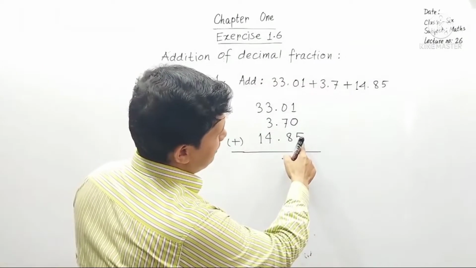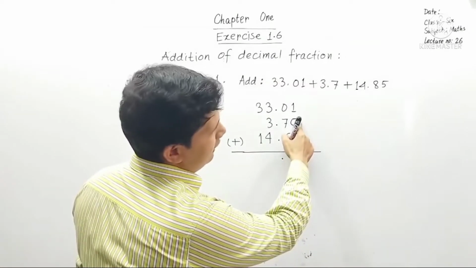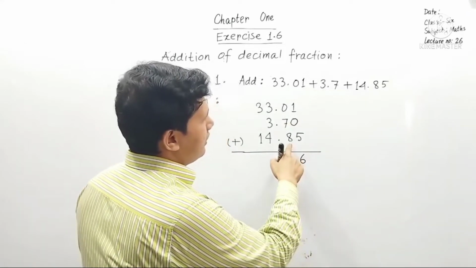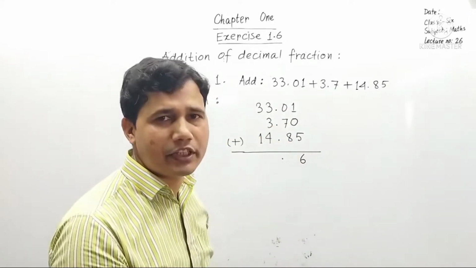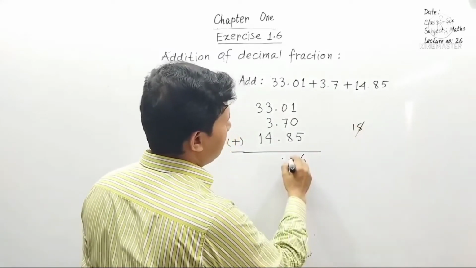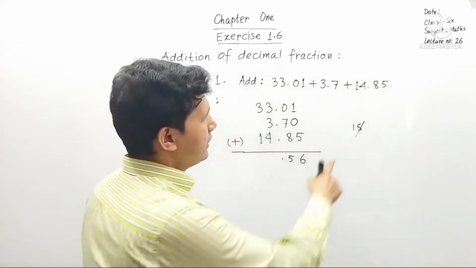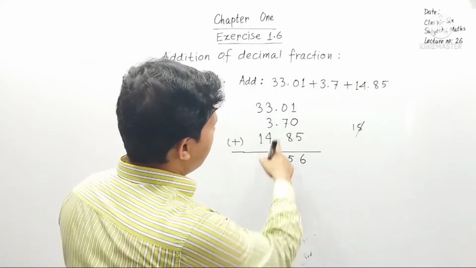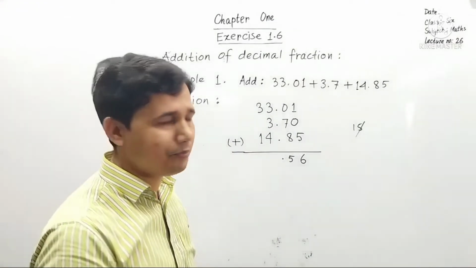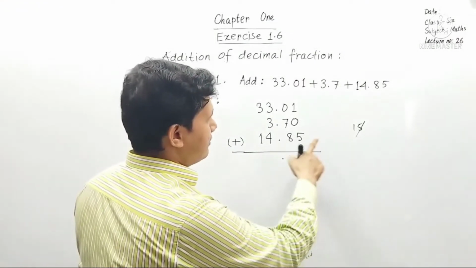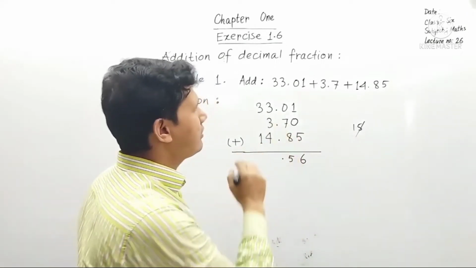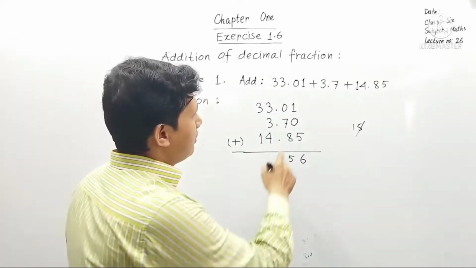Now add 5 plus 0, 5 plus 1, 5 plus 1, 6, 8 plus 7, 15. 15's 5 we will write here. Carrying 1. Now you will put the decimal point straight, and after that you will add the integer part.